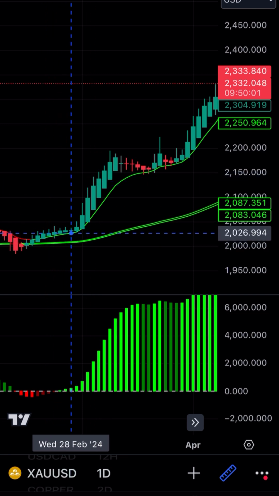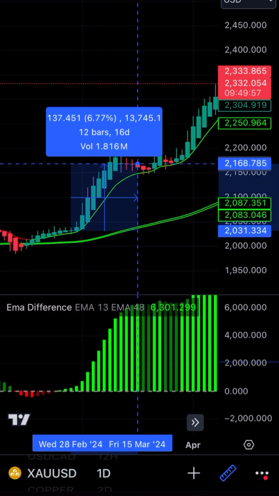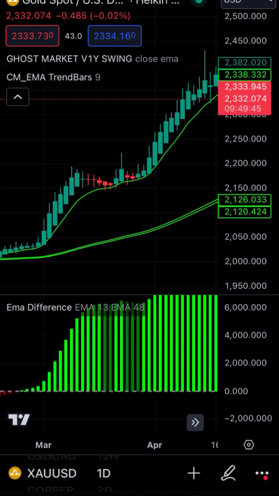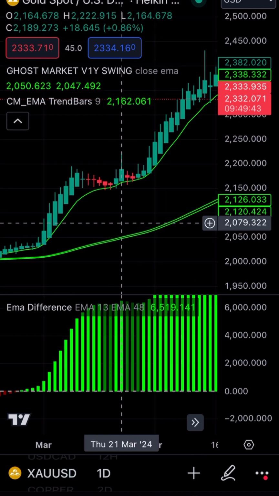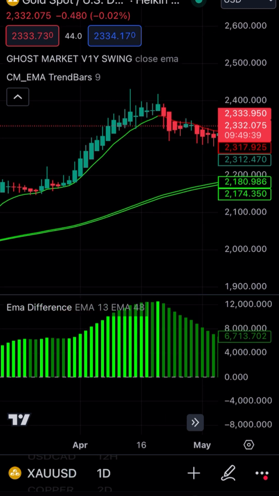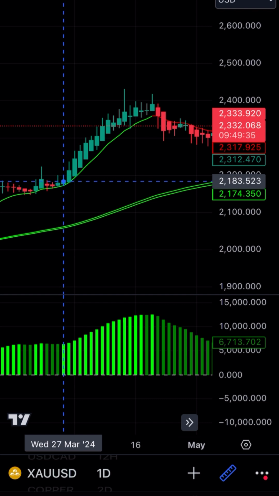So right about here, it turns light green. You could ride this entire thing out till right here, and this is another 138,000 pip move. This is another $1,000 move, but based off of a 0.01. And then you see one for 2 days here, and then you see another big move right here.